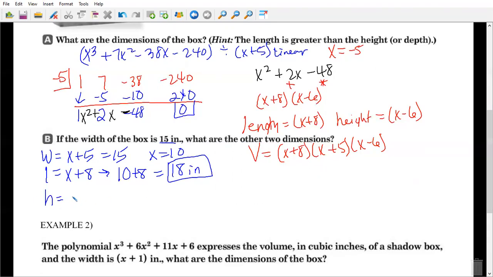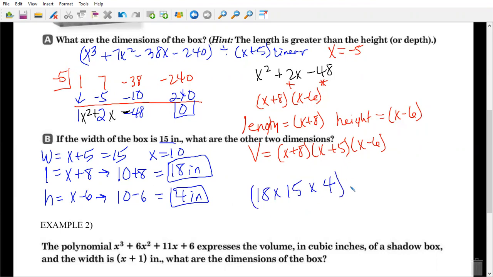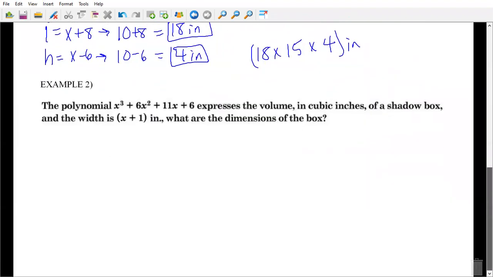Height equals x minus 6. I plug in 10. 10 minus 6 equals 4. So my box is an 18 by 15 by 4 box. I'm just going to put in parentheses and write inches. All right, so you're going to do what we just did for part A, not for part B, on example 2.